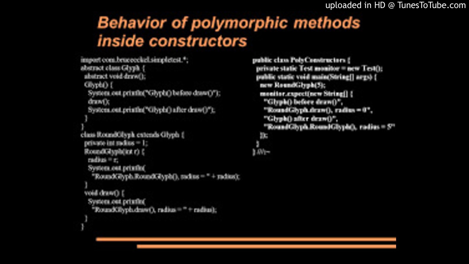Exercise 15.2: Add a RectangularGlyph to PolyConstructors.java and demonstrate the problem described in this section. This section shows how polymorphism calls the most derived method, even before completely initializing the object. During construction, you see output of area equals 0 because the base class constructor calls draw, though this isn't obvious in the code.